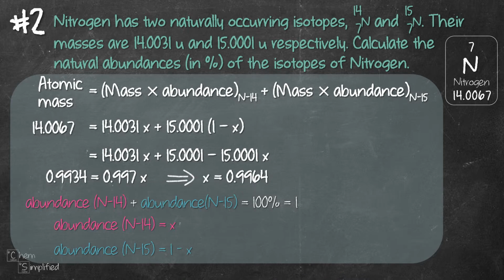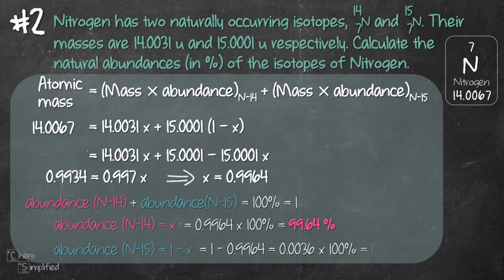So we found that nitrogen 14's abundance is 0.9964, and that's in decimal form. So we need to convert that to a percentage simply by multiplying by 100%. And so that will give us 99.64%. So the abundance for nitrogen 15 is going to be 1 minus that, or 100% minus 99.64%. And so that will give us 0.36%. That's it. We have solved the question.